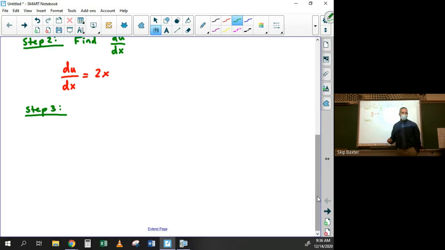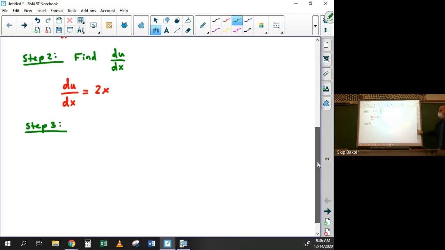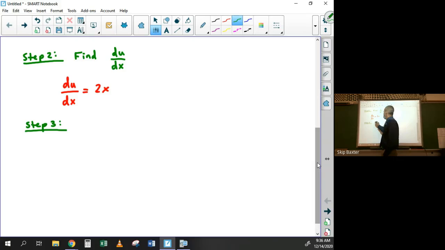Is anybody confused yet? Okay, good. It might get a little confusing here. Step 3, this is a little bit weird. You're going to solve for dx. Pretend like this is a separable fraction that you can cross multiply to get dx by itself.